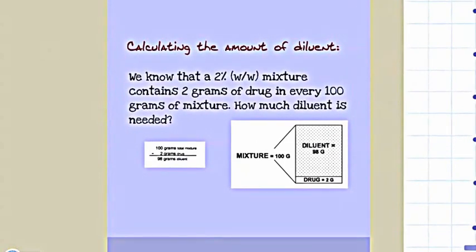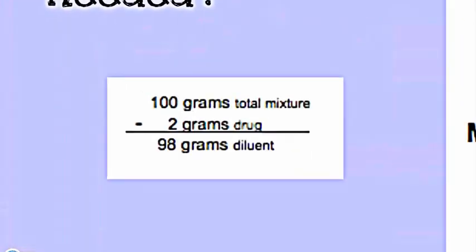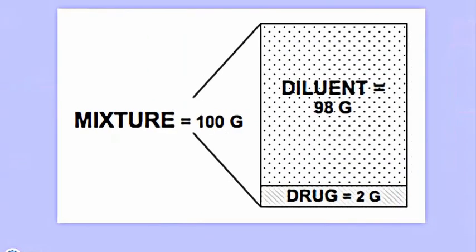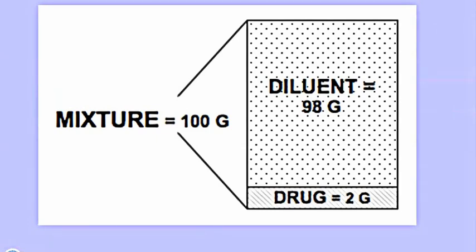In our final example, we will be calculating the amount of diluent. How much diluent is needed for every 100 grams of mixture? So, since this is a weight by weight mixture, we know that there are 100 grams of total mixture. And since we know it is a 2% weight by weight percentage, we know that there are 2 grams of drug. So by subtracting 2 from 100, we find that there are 98 grams of diluent in the total mixture. This picture shows what we have just calculated. Since the total mixture is 100 grams, there are 2 grams of drug and 98 grams of diluent, which give it a 2% strength.